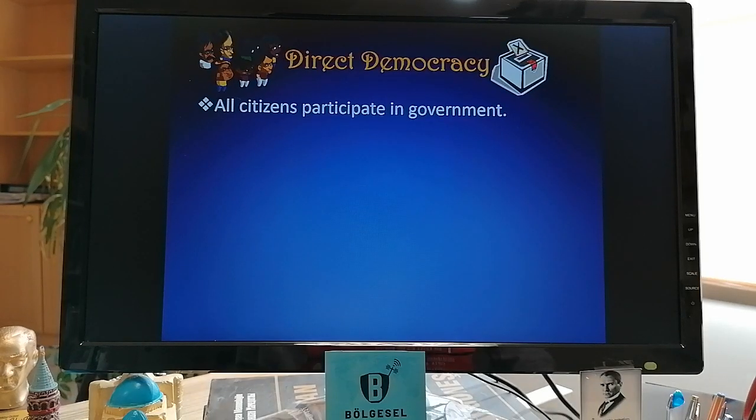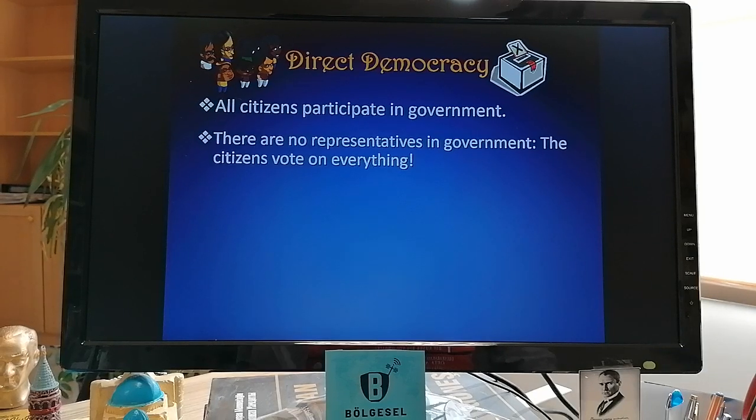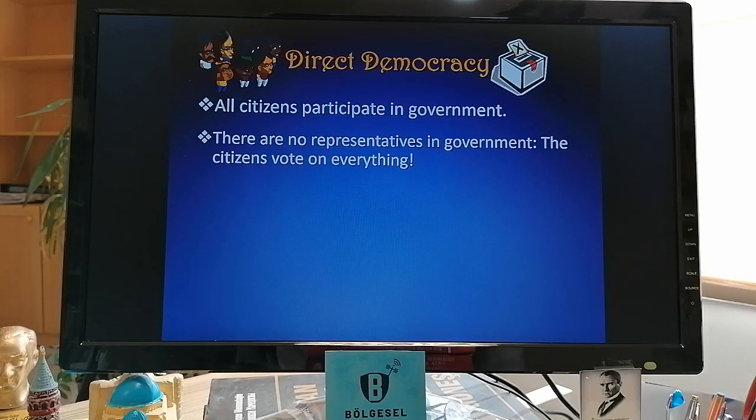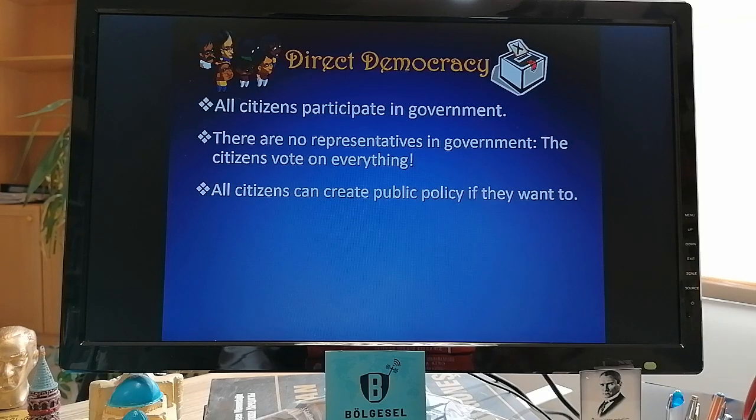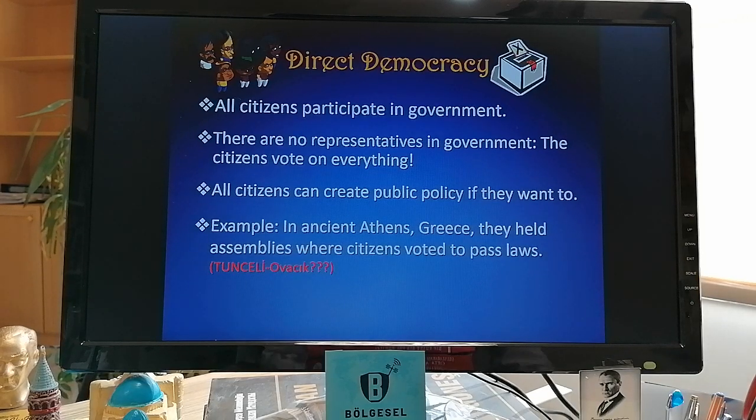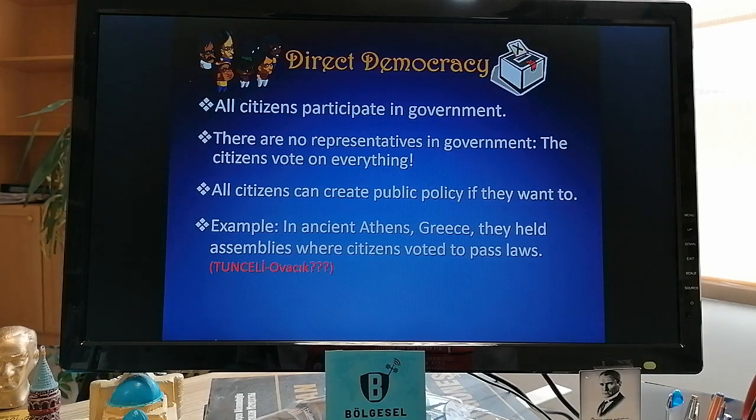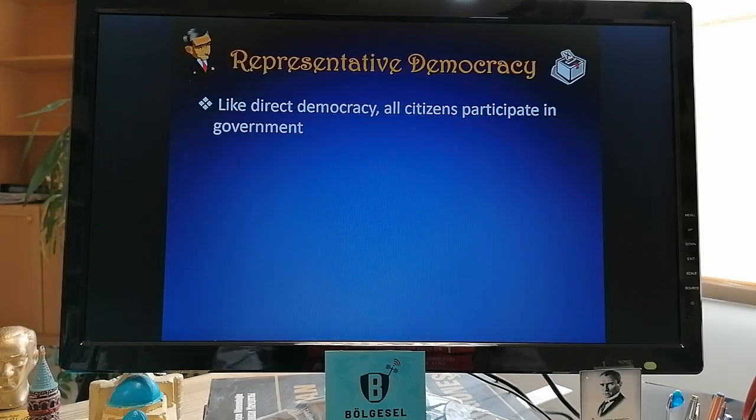What is direct democracy? In direct democracy, all citizens participate in government. There are no representatives in government. The citizens vote on everything, literally on everything, guys. All citizens can create public policy if they want to. Any example? For example, in ancient Athens, Greece, they held assemblies where citizens voted to pass laws. When we talk about direct democracy in Turkey, lately we may give the example of Ovacık. Or can we give the example of Ovacık as a direct democracy? This is a kind of argumentative topic anyway.